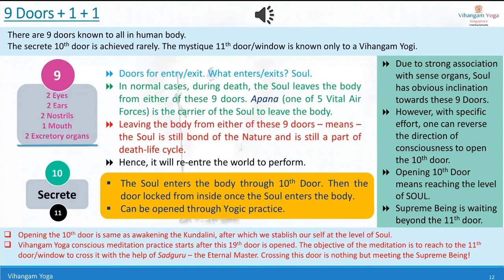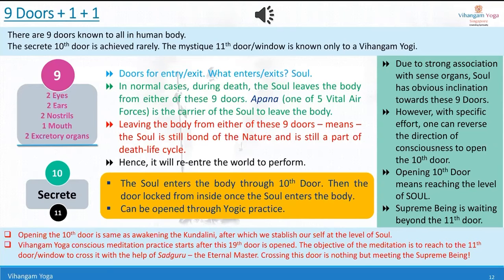If a soul exits the body from the 10th door, that means from the door from where it had entered this body, if it exits from the same door, it signifies that that soul, that life, has moved towards salvation. But that doesn't happen automatically on its own.